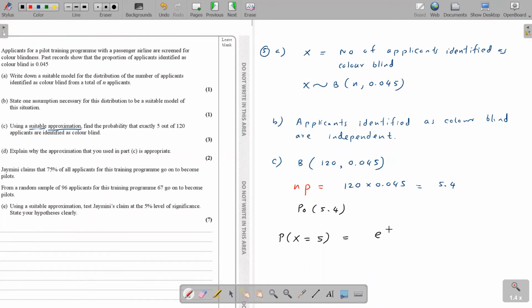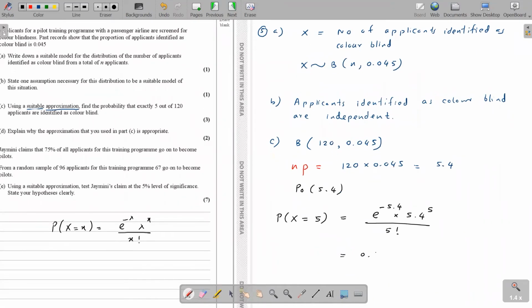The probability of Poisson distribution is e to the power minus lambda, lambda to the power x over x factorial. This is the probability that capital X is equal to x. So here x equals 5: e to the power minus 5.4, 5.4 to the power 5 over 5 factorial. How much is the answer? 0.1728. You could leave your answer to 3 significant figures here.